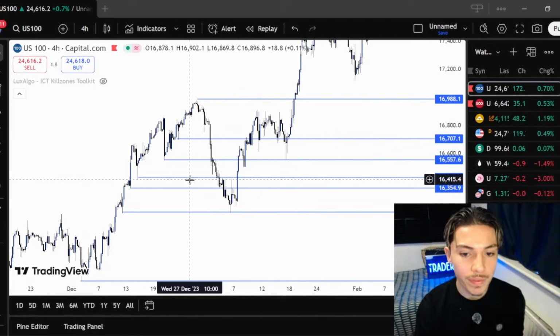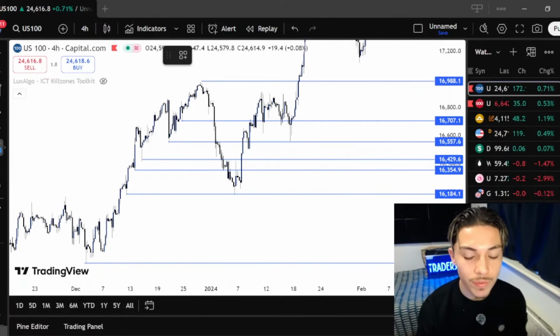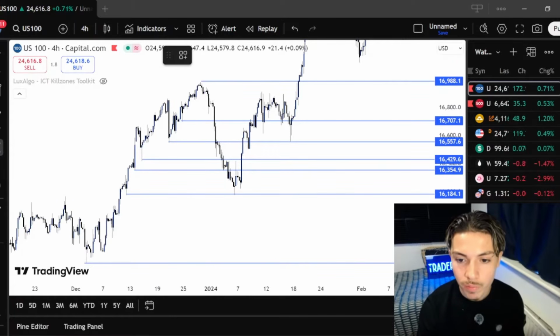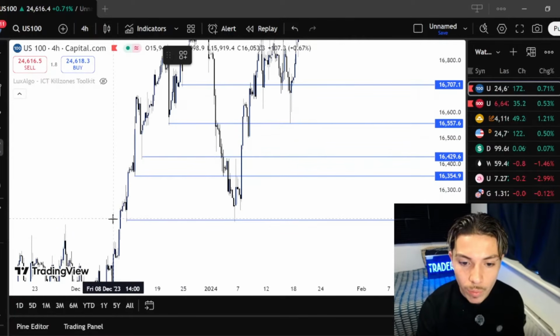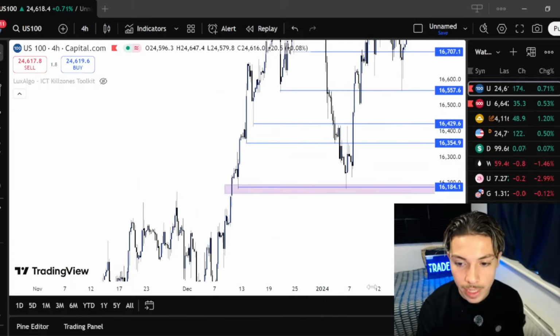Now, what else do we find? Well, we also notice, what was the second part? Imbalances. The market wants to fill imbalances in the market. Now, on this way up, we form lots of bullish fair value gaps. However, what have we formed right here? Now, let me zoom in so that it's super, super clear for you guys.